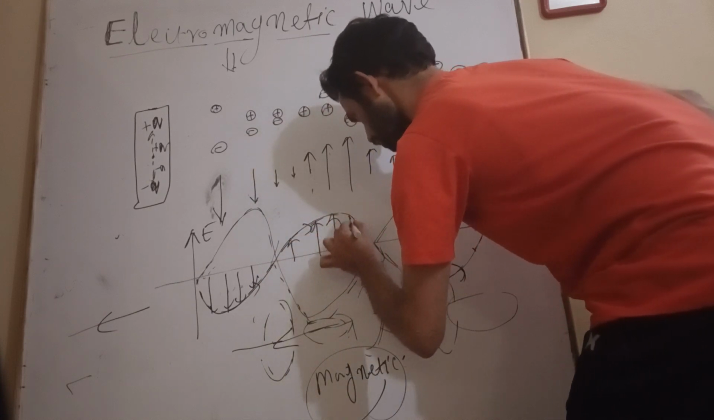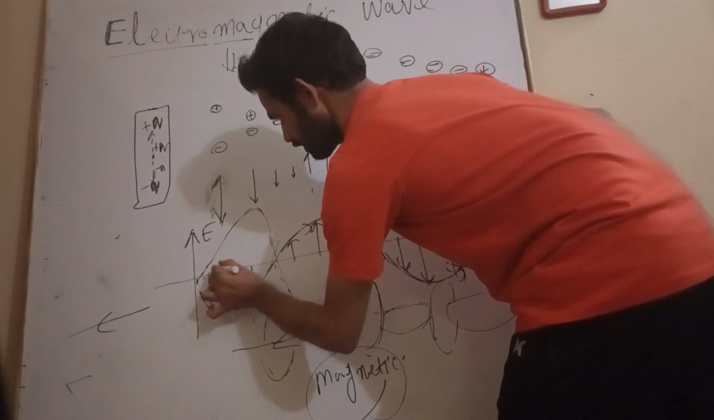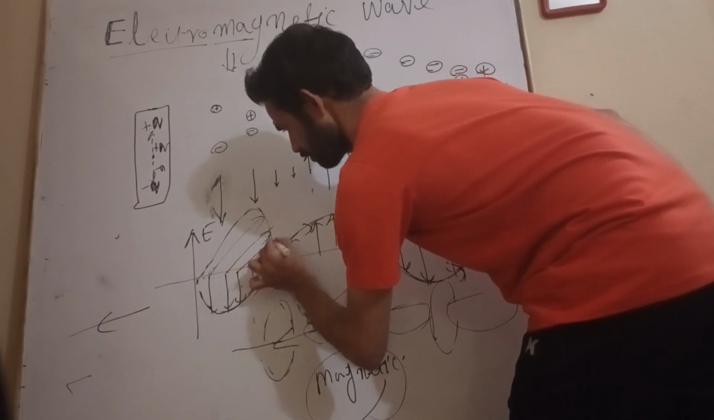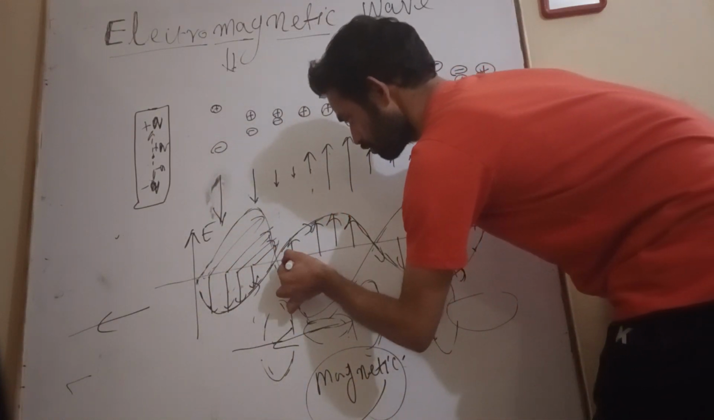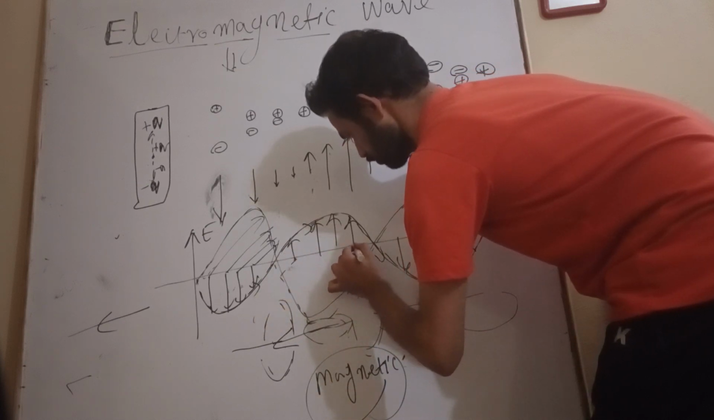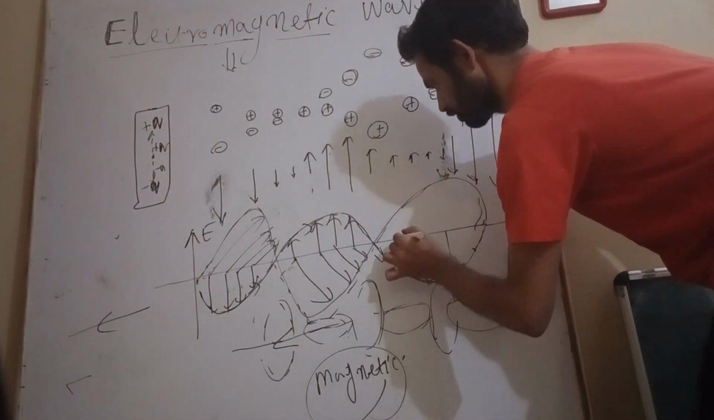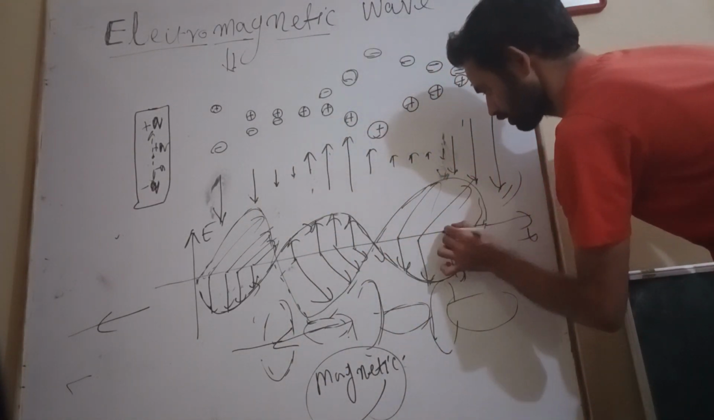This is my electric field. This is my magnetic field, which is perpendicular or normal to each other. So you can see like this. Both are normal to each other.